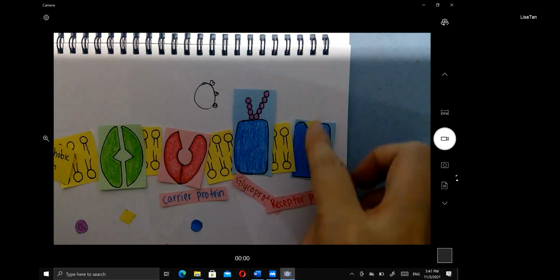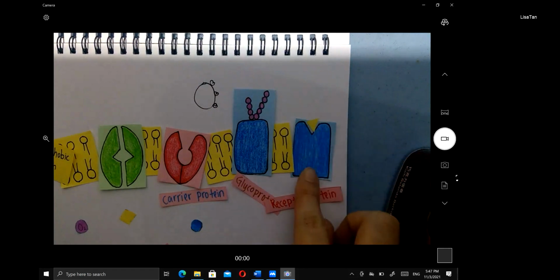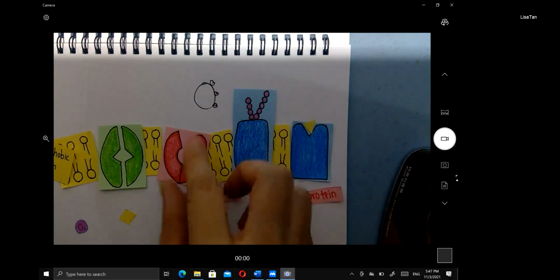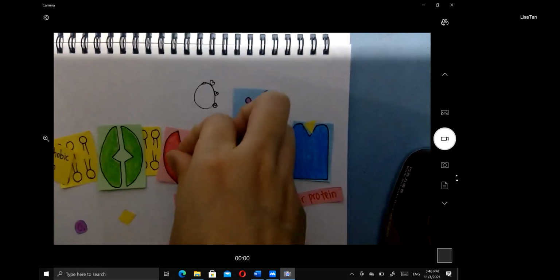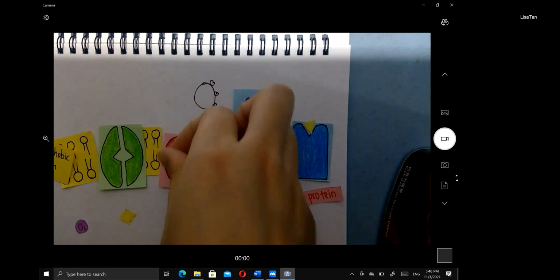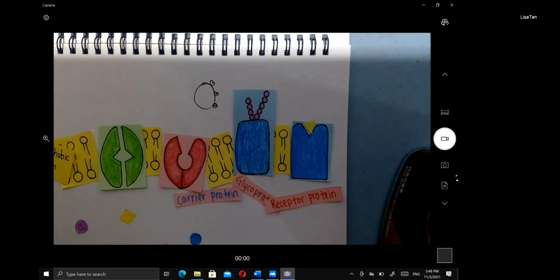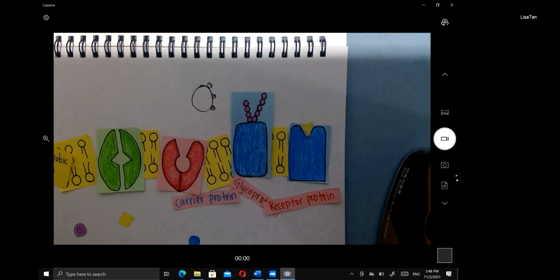So if this insulin binds to this receptor protein, this channel will open, and then the glucose can bind to the specific site of this carrier protein and get inside the cell. You get the idea of receptor protein? Teacher, is it possible to repeat? Repeat which part? The receptor protein. Of course, yes.